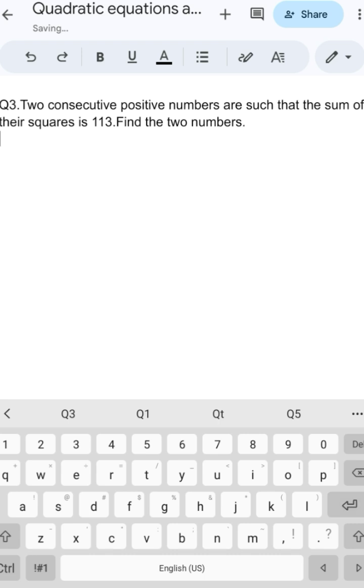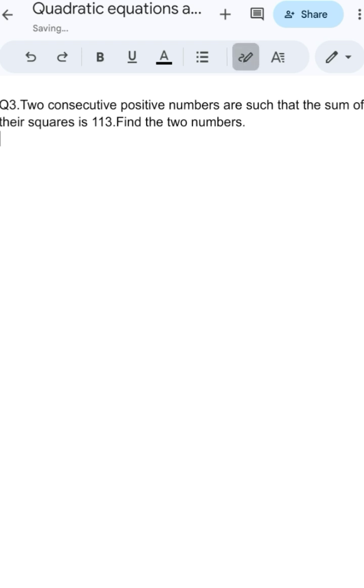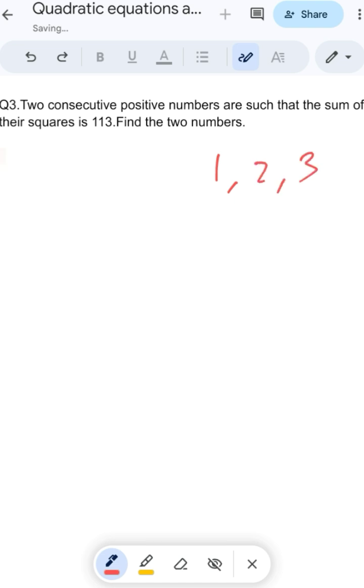Now your question 3 says that there are two consecutive positive numbers. First you need to understand this thing. For example, if I say 1, after 1 what is going to be the next consecutive number? 2. After 2 it's going to be 3. So we are adding 1 to each of them. 1 plus 1 is going to be your 2, right? And after 2, 2 plus 1 is going to be your 3. So one after the other. This is what consecutive means.